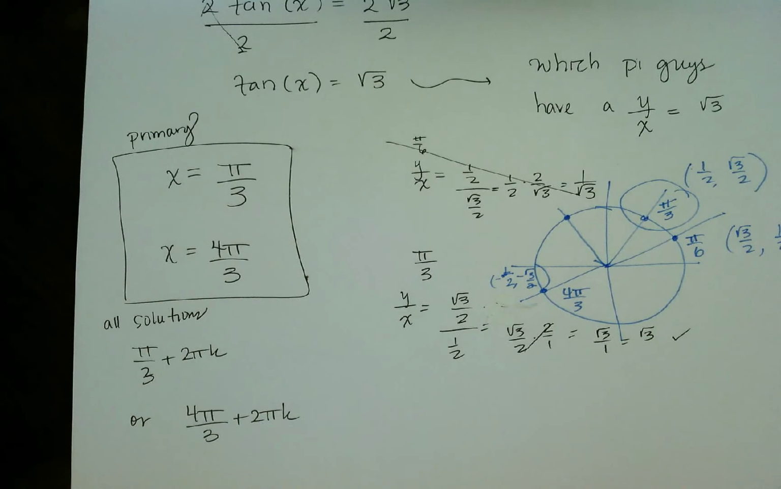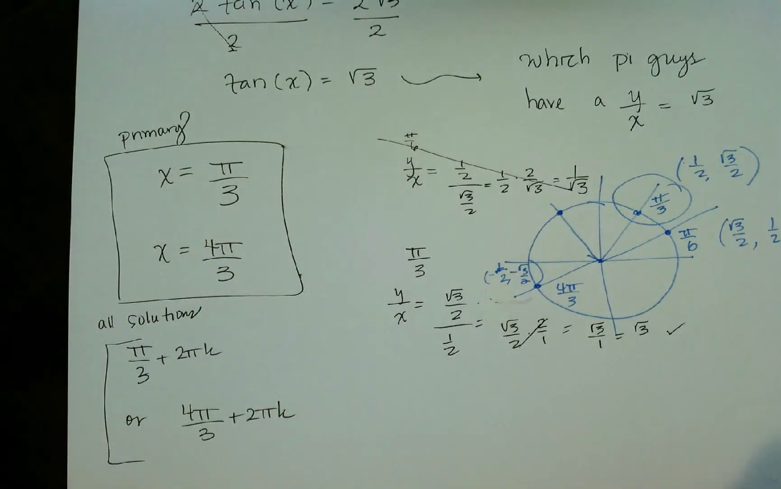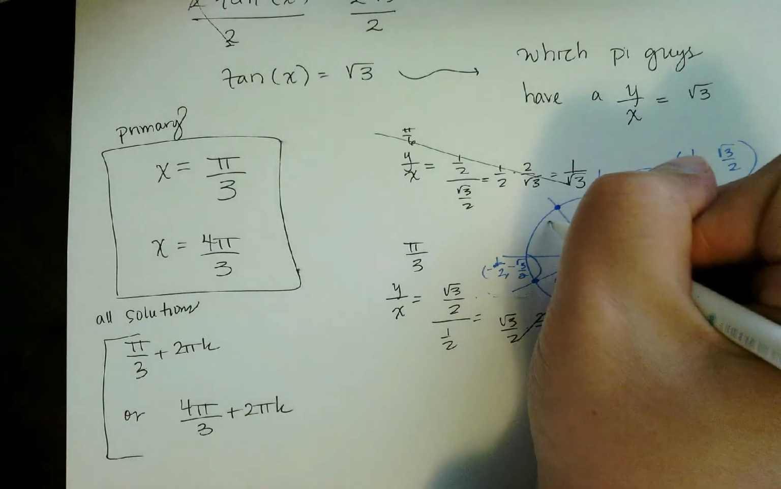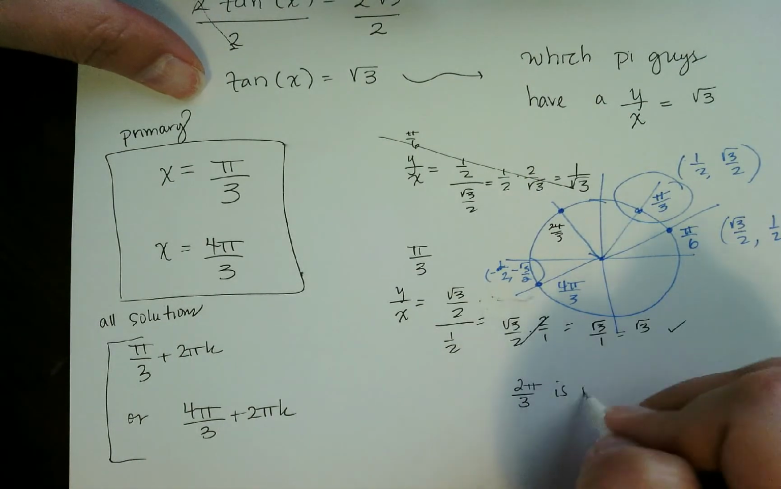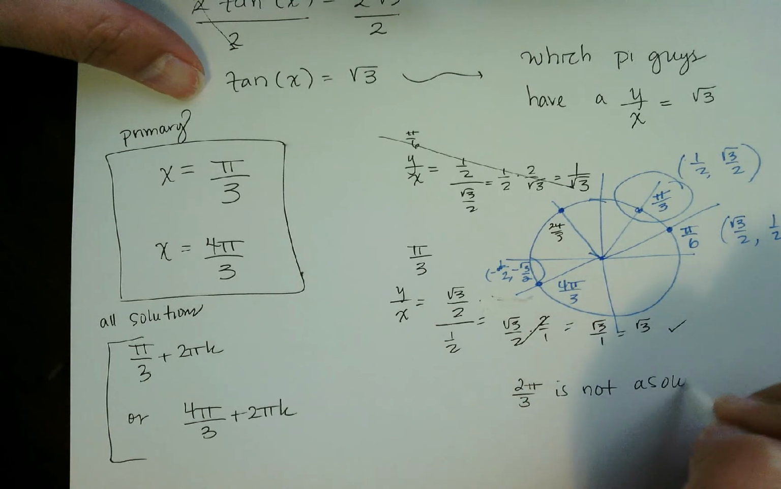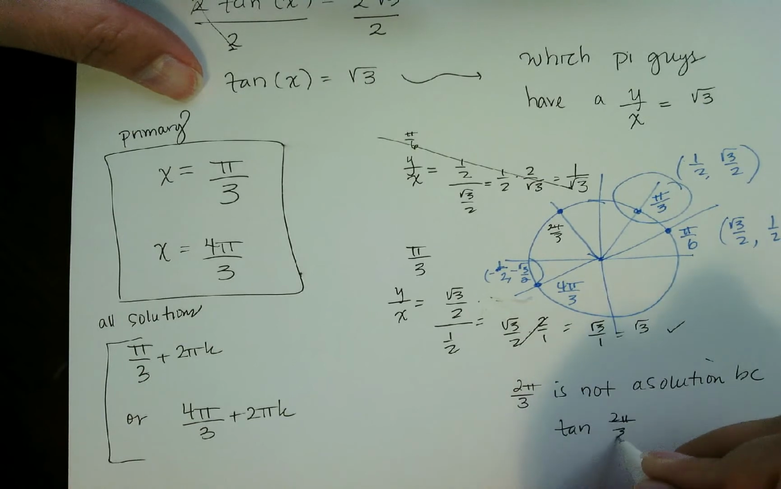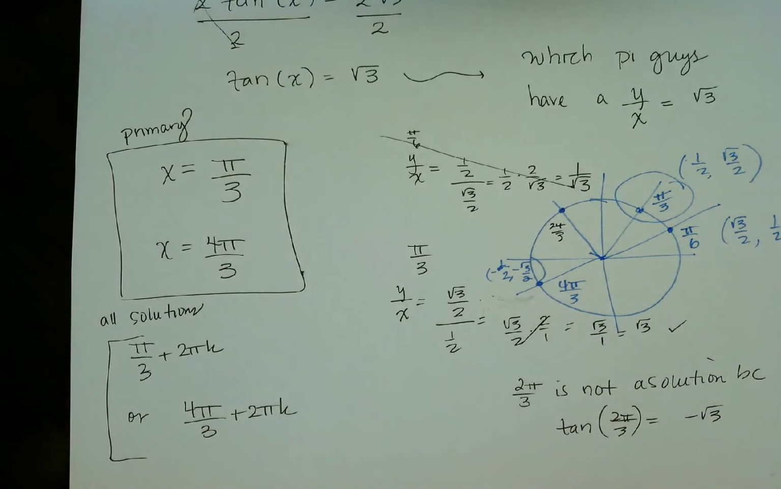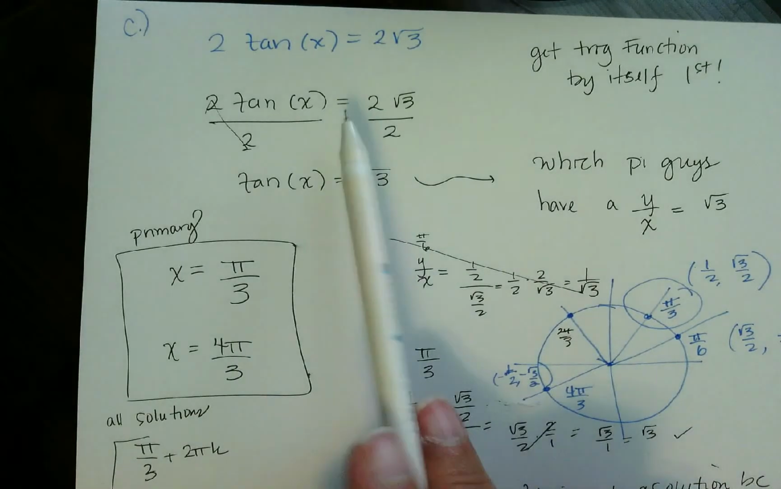Okay. So again, just remember this guy up here. What's this guy? 2 pi over 3? So 2 pi over 3 is not a solution, because tangent of 2 pi over 3 equals negative root 3 when you do that math. Okay, because this guy is negative in one of them. So there's a tangent guy. We got our tangent by itself, and then we went to the unit circle. So you can get that trig function by itself and then go from there.